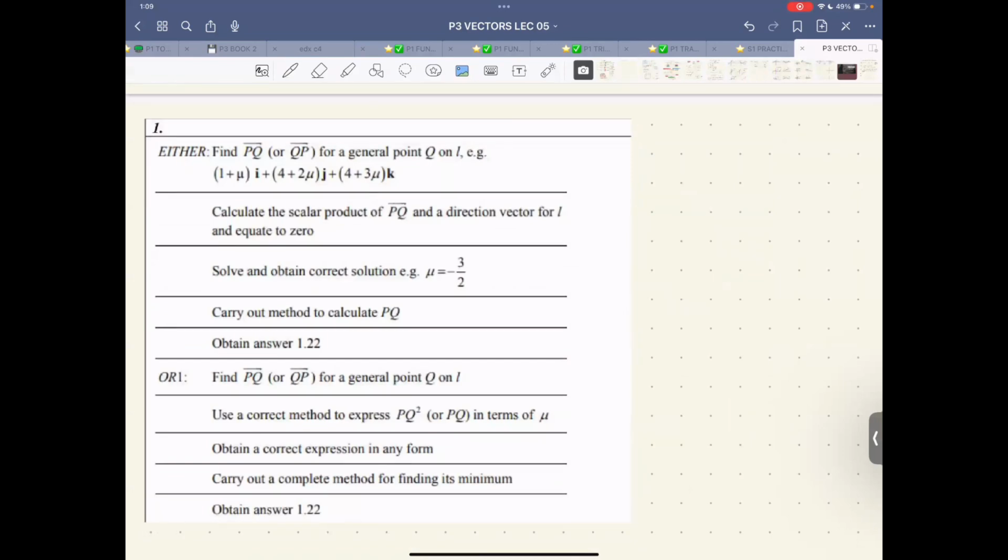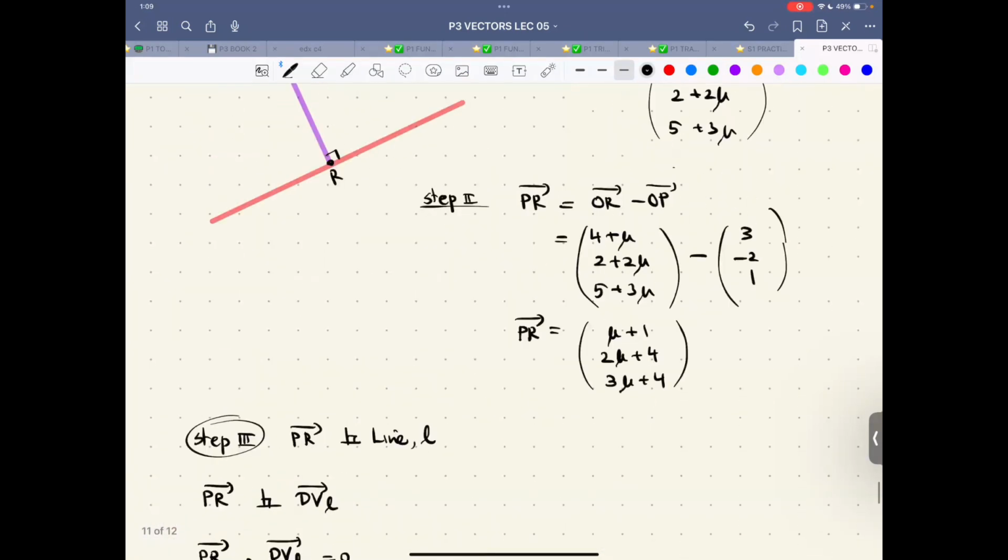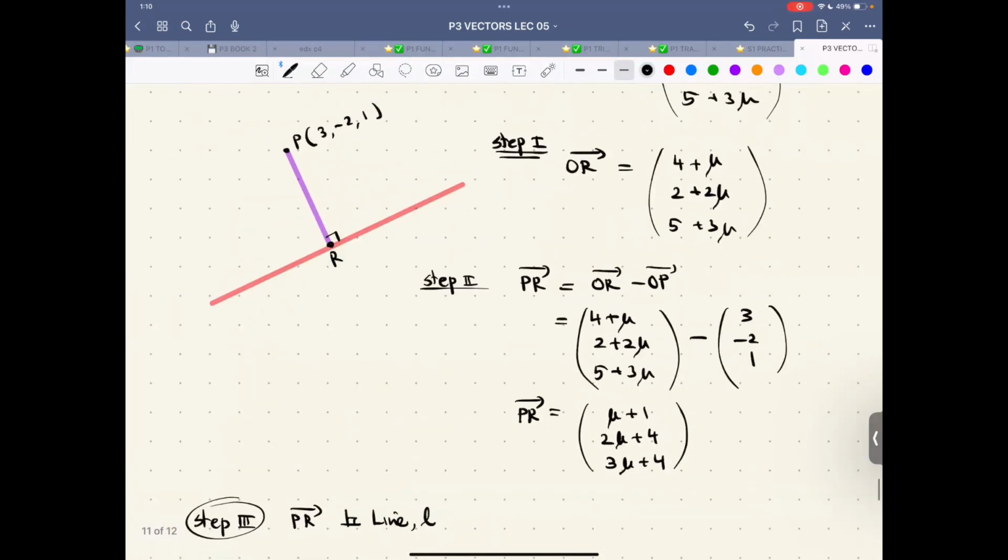So Q, they have used the letter Q instead of R. 1 plus mu i, 4 plus 2 mu j, 4 plus 3 mu k, scalar product of PQ with the direction vector, equate to 0. We get mu is minus 3 over 2. I was just wondering about that. So yes, you do get this answer. So 3 steps are done.